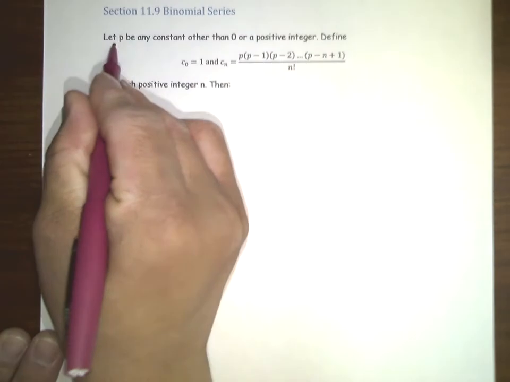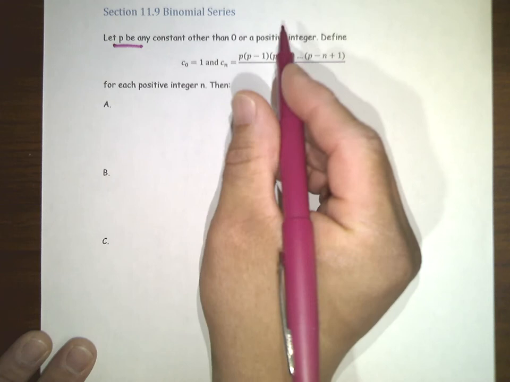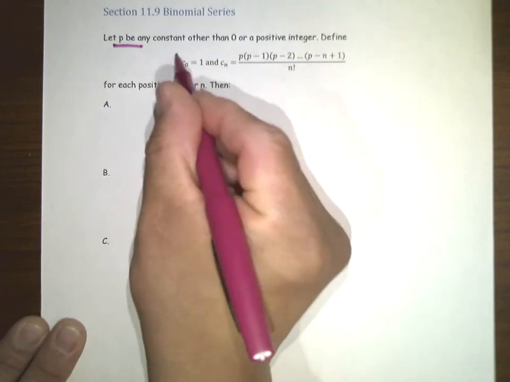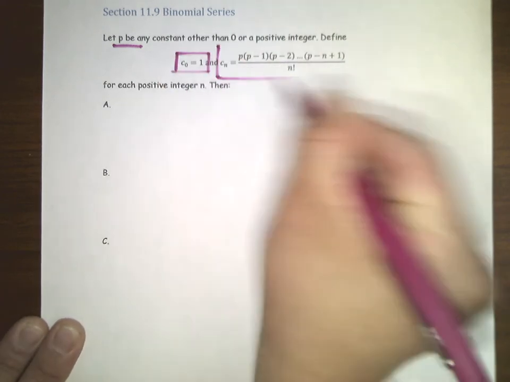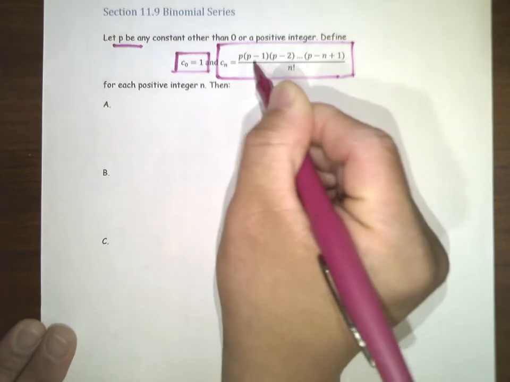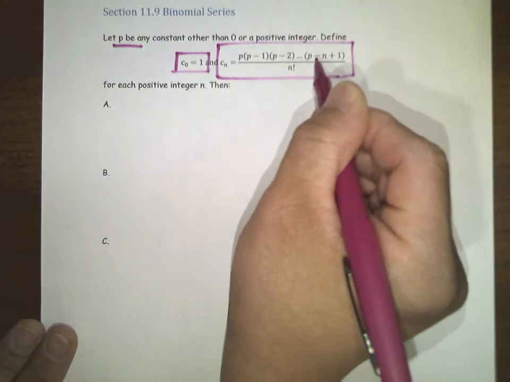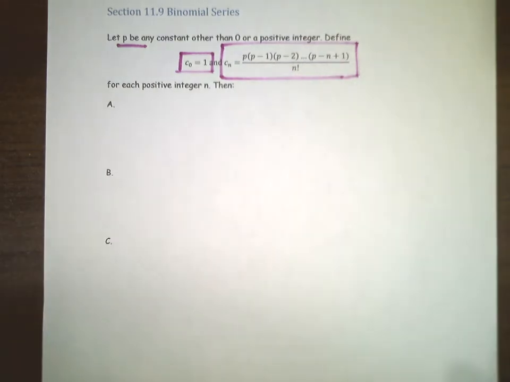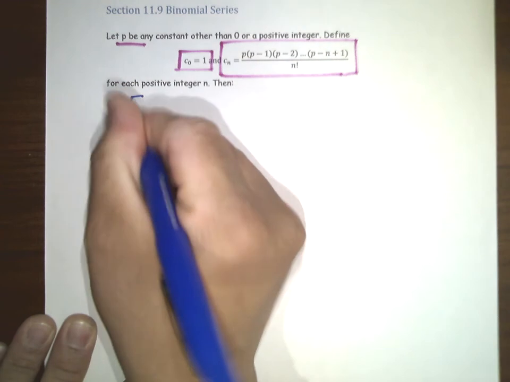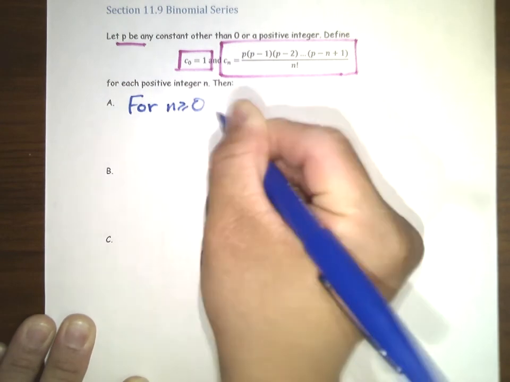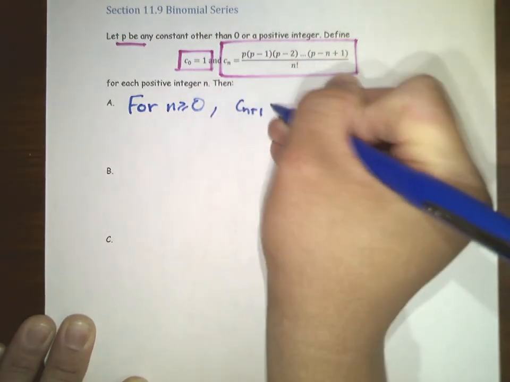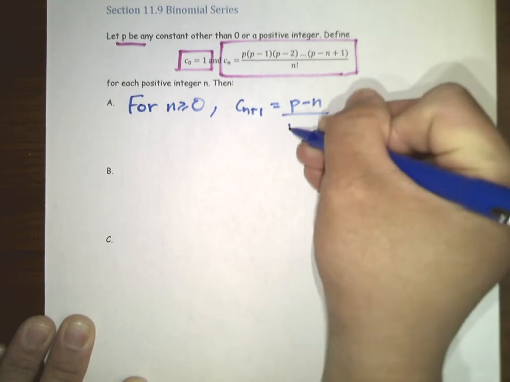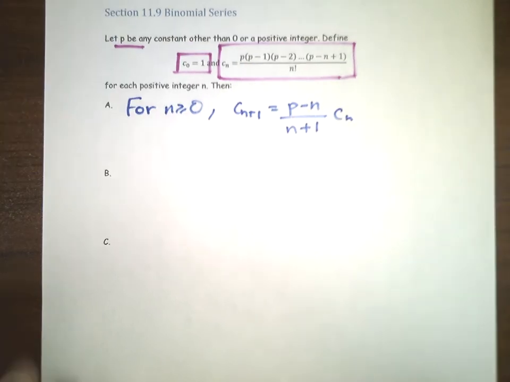So if you let p be any constant other than 0 or a positive integer, and define c0 as 1 and cn as p times p minus 1 times p minus 2 all the way to p minus n plus 1 over n factorial for each positive integer n, then the following holds here. For n greater than or equal to 0, cn plus 1 is p minus n over n plus 1 times cn.